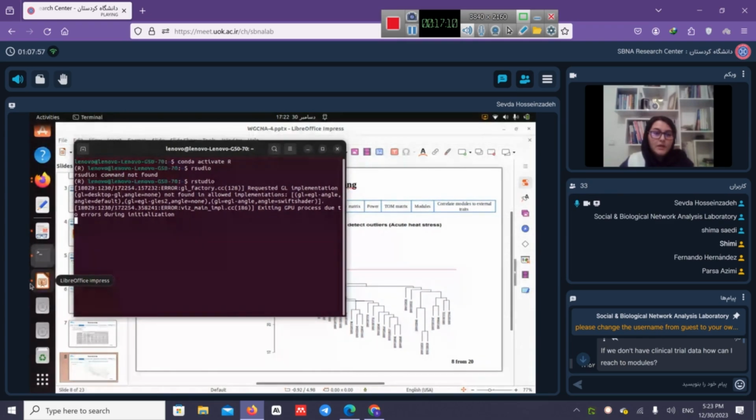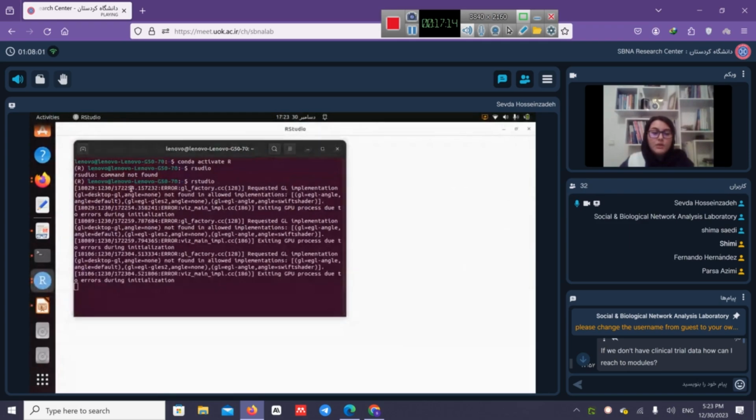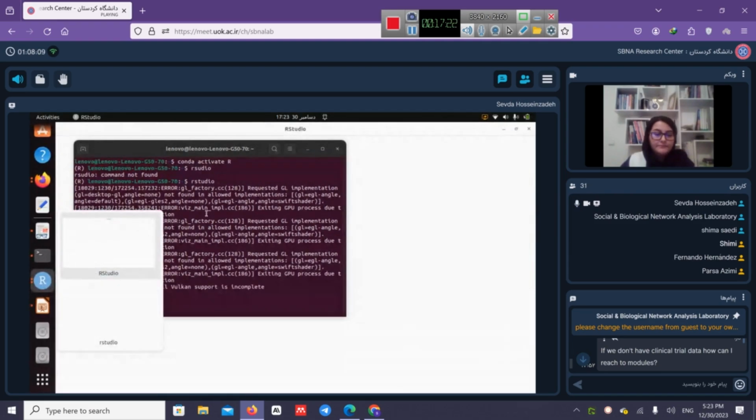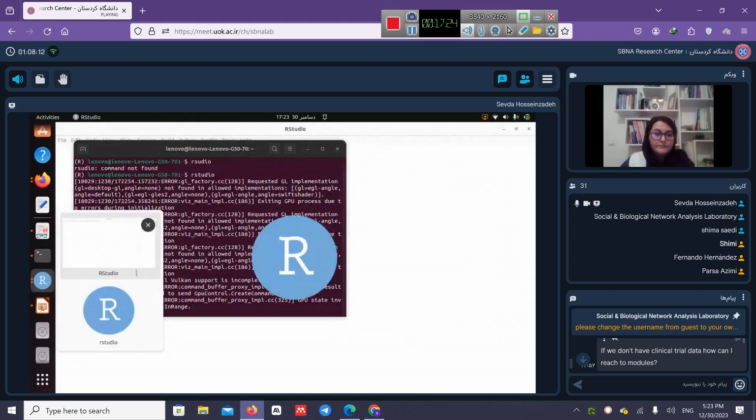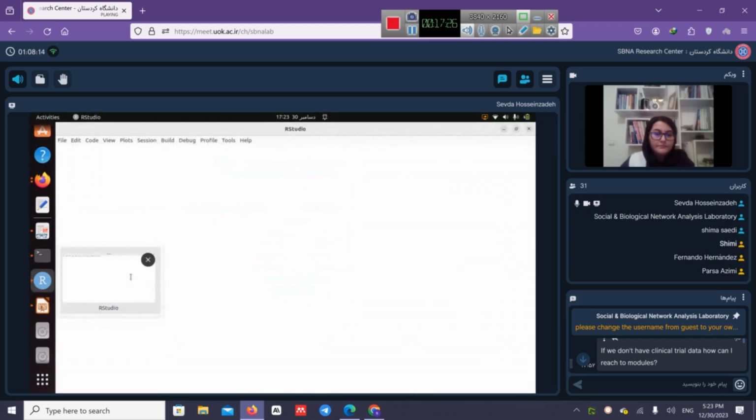I installed R and RStudio based on the conda codes in R. Therefore, I use these codes for running that. Okay. And also my codes here are ready for running.